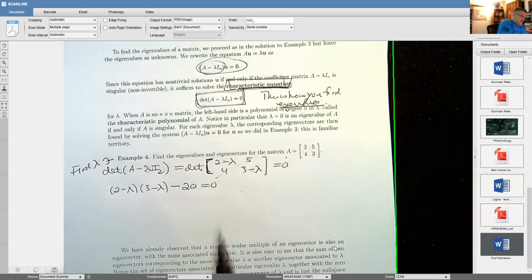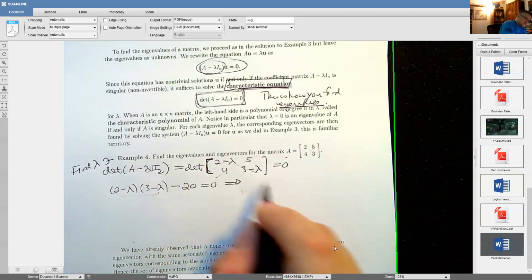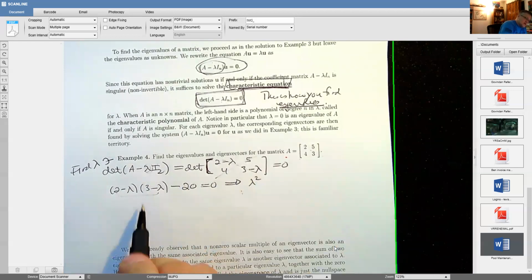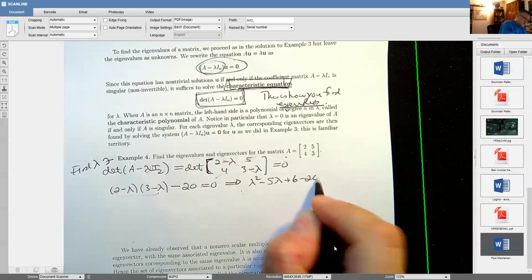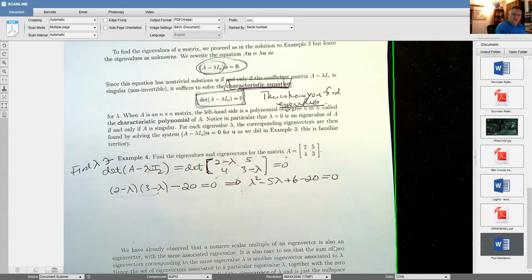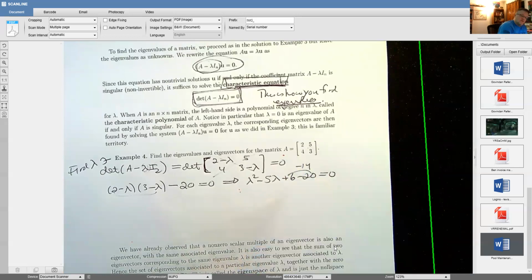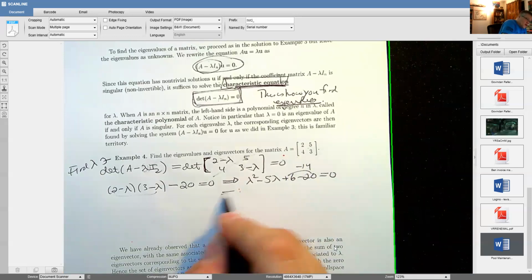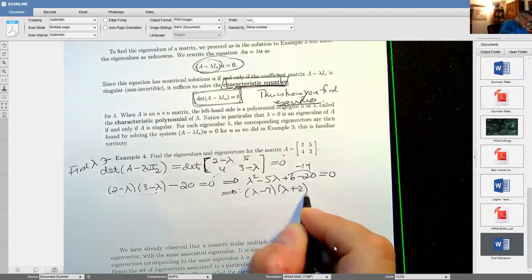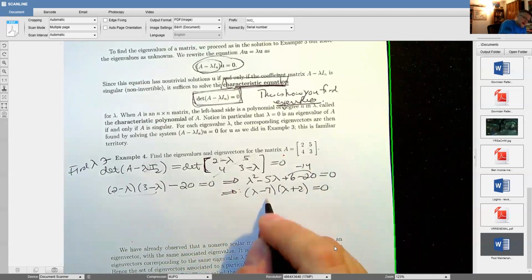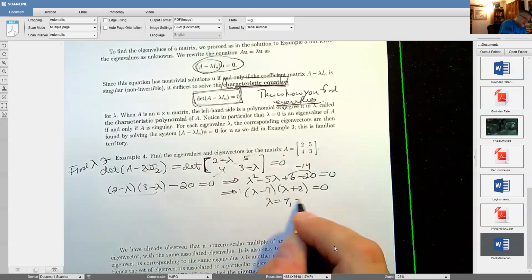And then to solve that, I'm going to multiply that out. So this is the same thing as lambda squared minus 5 lambda plus 6 minus 20 equal to 0. Just FOIL it out, and I'm changing the order as I do that. And I can add those as negative 14. This time it factors. They don't always, but this time it factors as lambda minus 7 times lambda plus 2. And so the eigenvalues are 7 and negative 2.